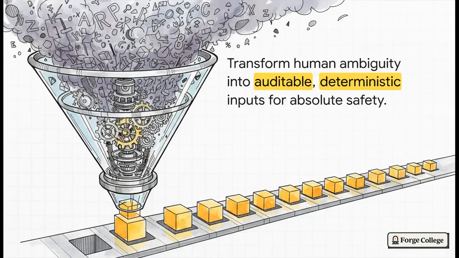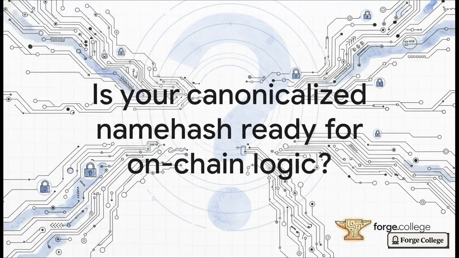So if you only take away one thing from this entire explainer, let it be this. Transform human ambiguity into auditable, deterministic inputs. Preparing an ENS name isn't just administrative busywork. It's entirely about stripping away human unpredictability so the literal, unforgiving machine can do its job safely. So I'm going to leave you with this question. Is your canonicalized namehash actually ready to be plugged into on-chain resolution logic?